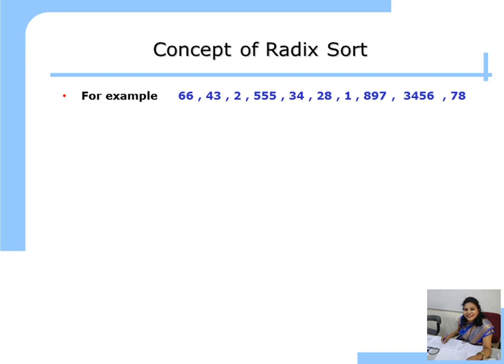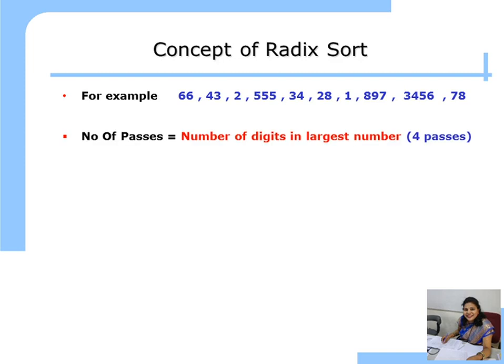See, in this example, how many elements are there? 10 elements. So if you are going to perform bubble sort on this 10-element array, how many passes do you require? 9. Same for insertion sort, same for selection sort. But in radix sort, you require only 4 passes.